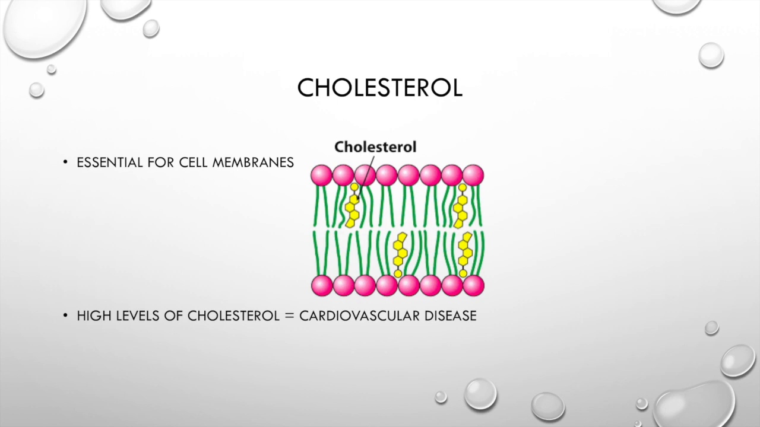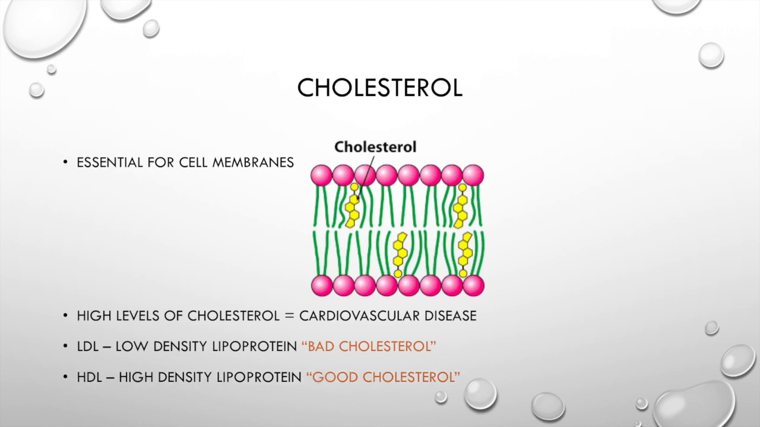High levels of cholesterol can lead to cardiovascular disease, and there are two types of cholesterol we're going to look at. We are going to look at LDL, which is low density lipoprotein, and that's the bad cholesterol. And then HDL is the high density lipoprotein, which is the good cholesterol. So you can actually look at the ratio of the two different types of cholesterol to prevent cardiovascular disease.